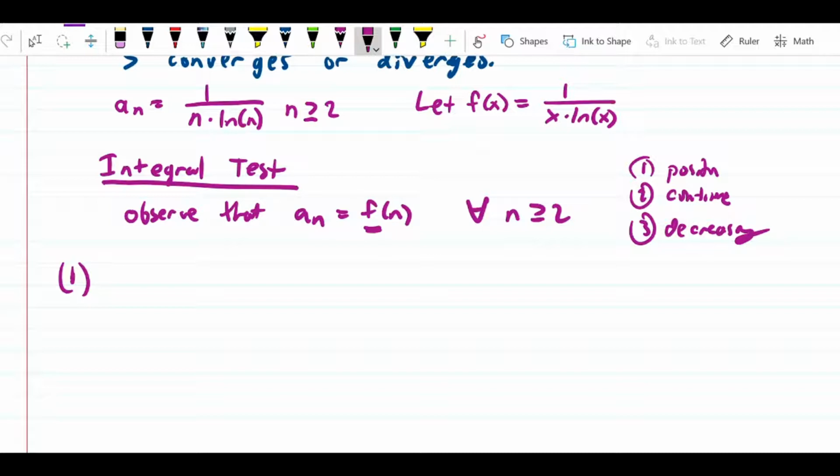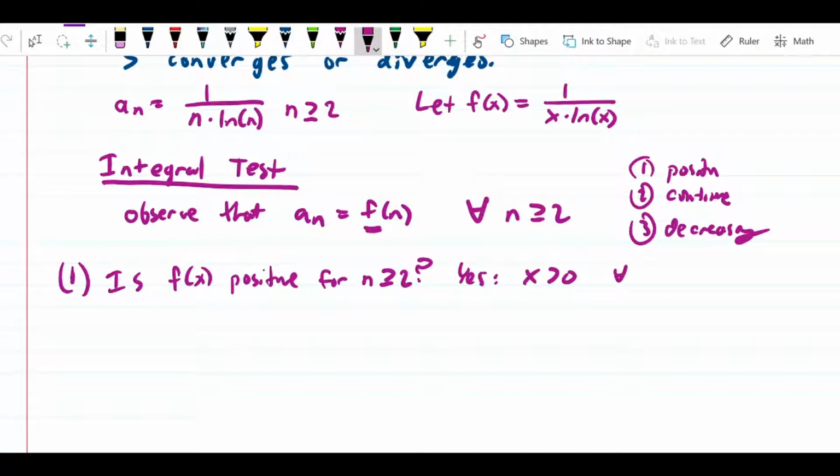So anyway, let's first verify that f_n is positive. So is f of x positive for n greater than or equal to 2? The answer is yes. How do we know? Because we know that x is greater than 0 for all x greater than or equal to 2. That's definitely true, since if x is at least 2, it's certainly at least 0.